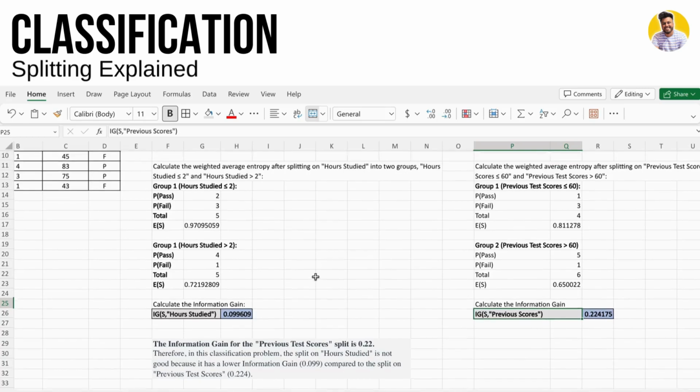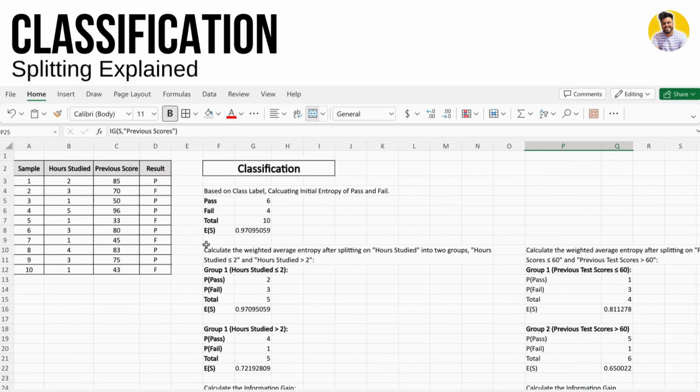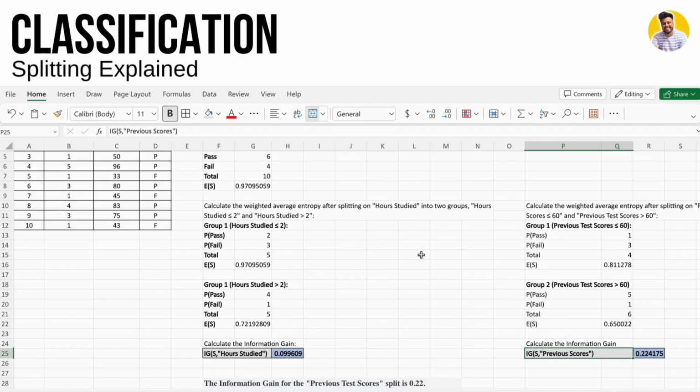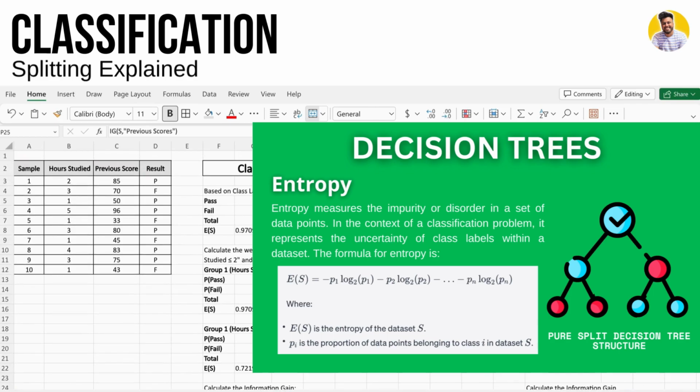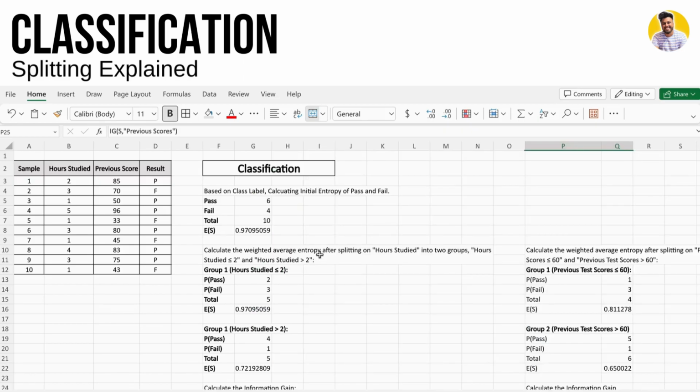If you have multiple columns as well, this process keeps being followed until you get the pure split. As I explained, in this decision tree you see the red dots on one side and blue dots on the right side. This is called the pure split. When you achieve this pure split, you can say that your decision tree splitting is done. Now let's move to the example of the regression decision tree.